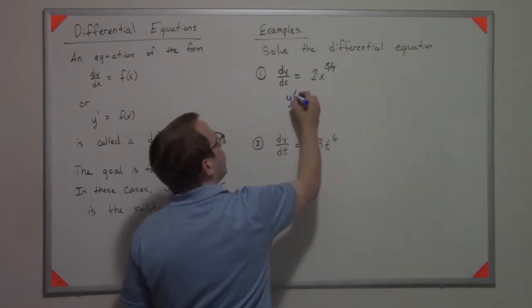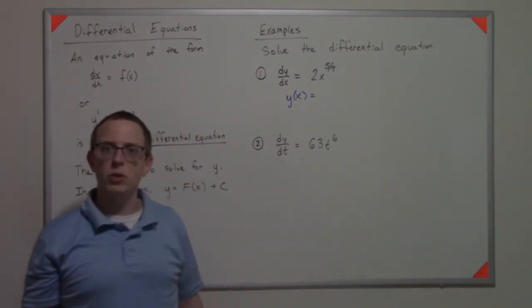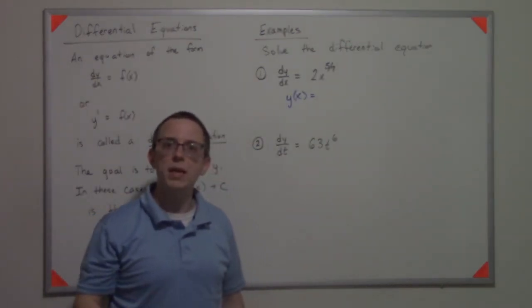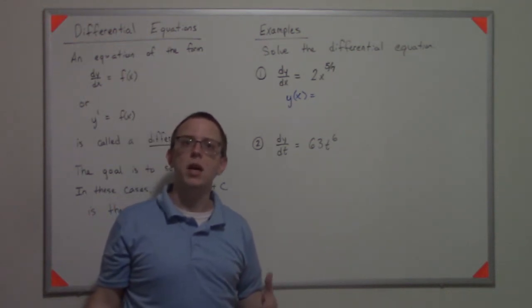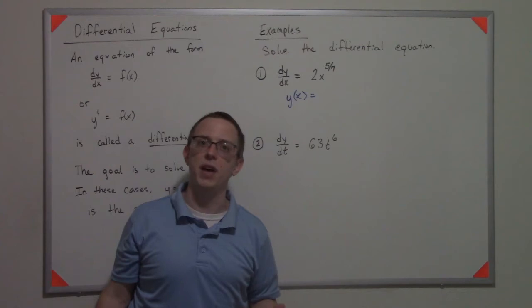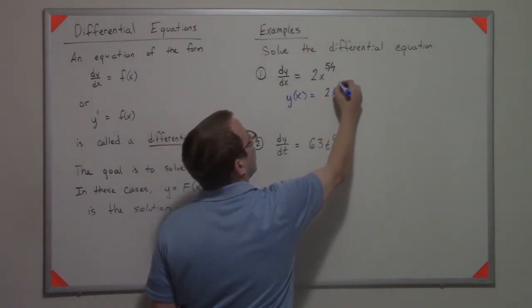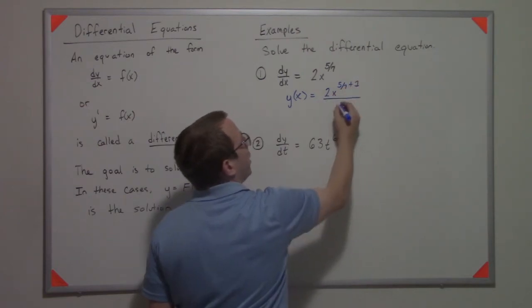You could say y, or you could say y of x. Y of x is a different notation. Often this just says y equals something, but depending on what you read or where you look, you may see y of x. That's only to emphasize that y is a function of x. We add 1 to the power, and then we divide by that new power.